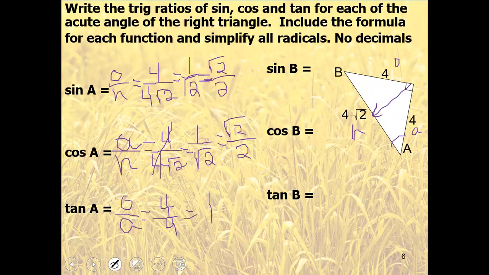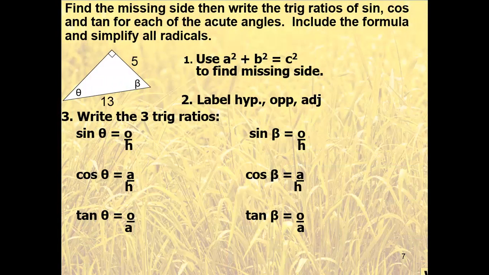We're going to see in a couple of days that this is a 45, 45, 90 triangle. I'm going to skip this because I didn't leave enough space for it. All right. Find the missing side, then write the trig ratios of sine, cosine, and tan for each of the acute angles. Include the formula and simplify all radicals.